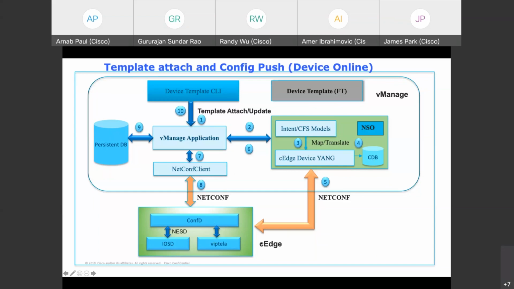Sorry, this should be CH oblique VH. Okay, ignore CH, I have done it wrong. It can be CH oblique VH. IOSD is for CH, and Viptela is for your direct connection, for your VH. A CH requires a NESD and IOSD, and then another API call from NESD goes to the Viptela daemon.